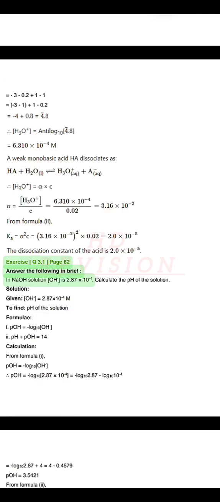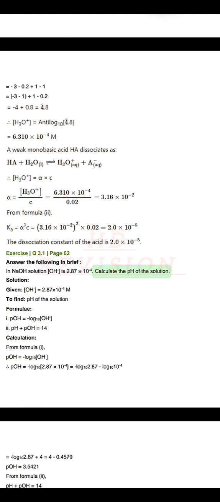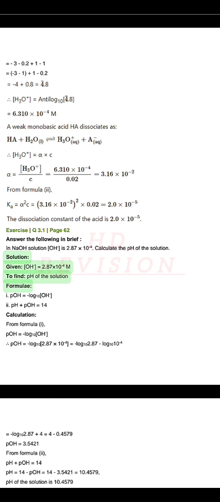Exercise Q 3.1, page 62. Answer the following in brief. In NaOH solution, [OH-] is 2.87 × 10^-4. Calculate the pH of the solution. Solution. Given [OH-] = 2.87 × 10^-4 M. Find the pH of the solution using the formula.